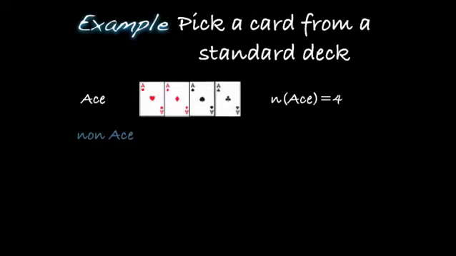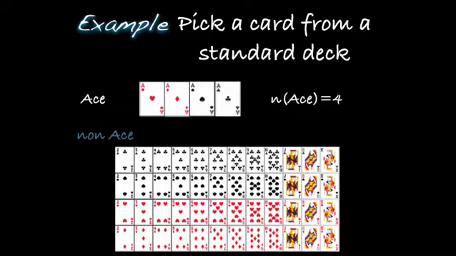When you pick a card from a standard deck, the event of picking an ace, there are 4 aces in the deck. The complement of an ace is a non-ace, all the cards that are not aces. That means we remove all the aces. So this is a picture of a deck of cards with all the aces removed. And so if there's 52 cards in a deck, 4 of which are aces, that means that there are 48 non-aces.